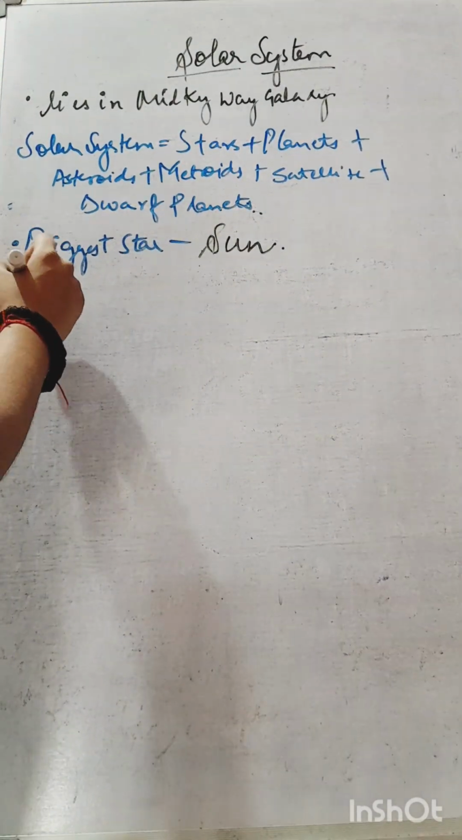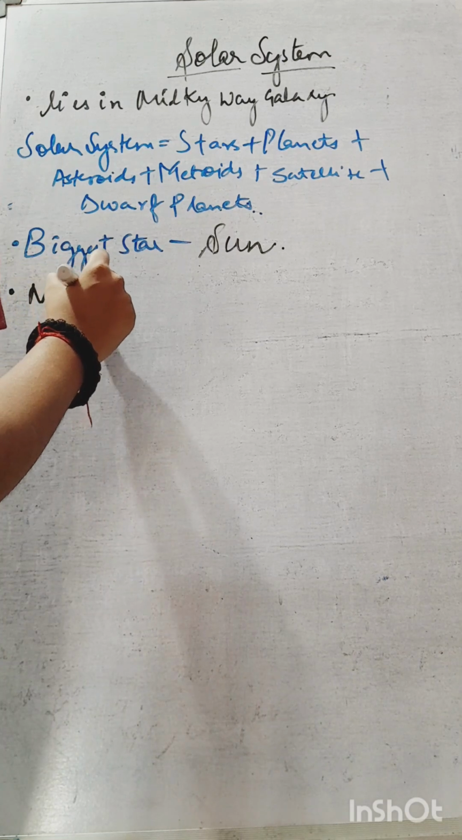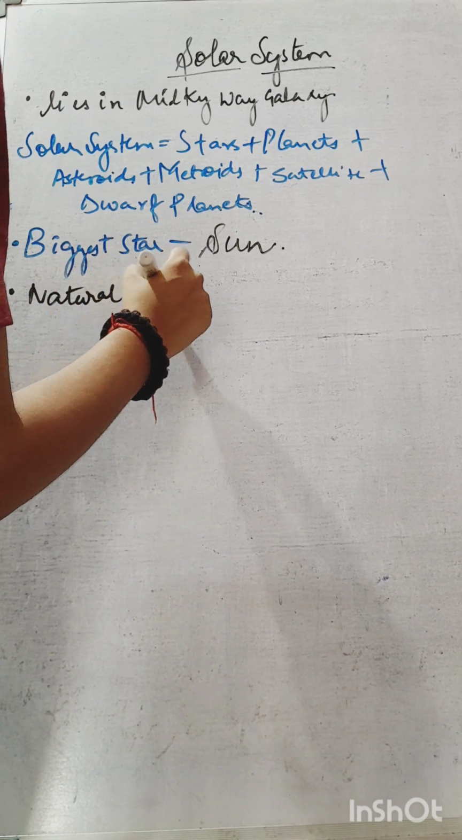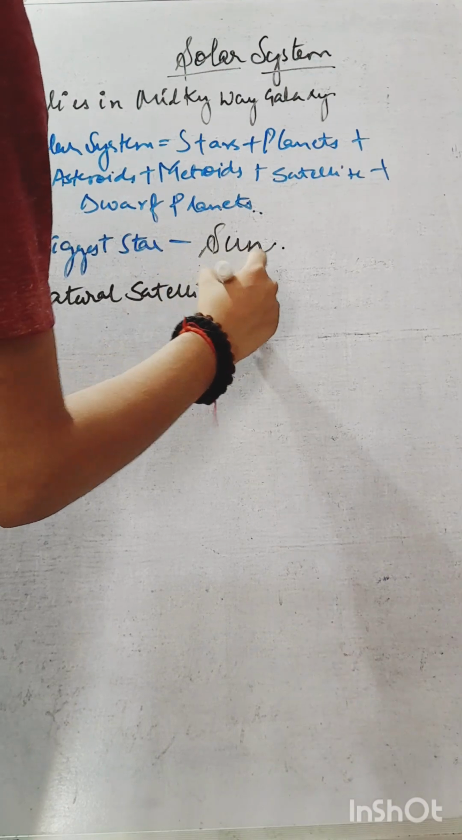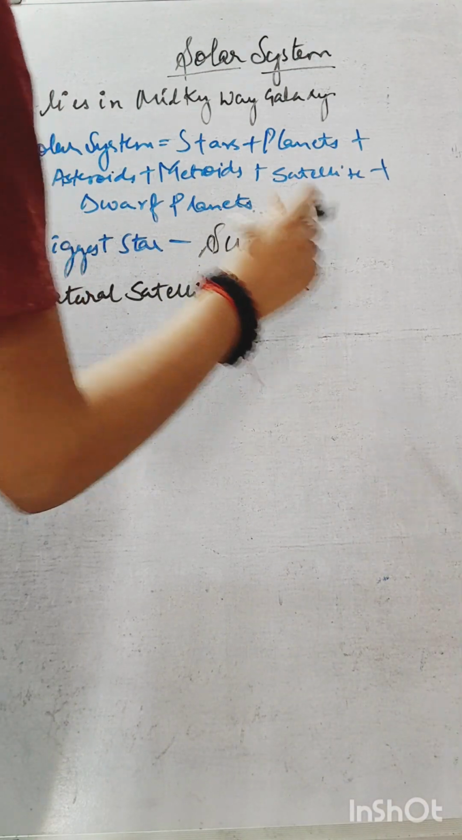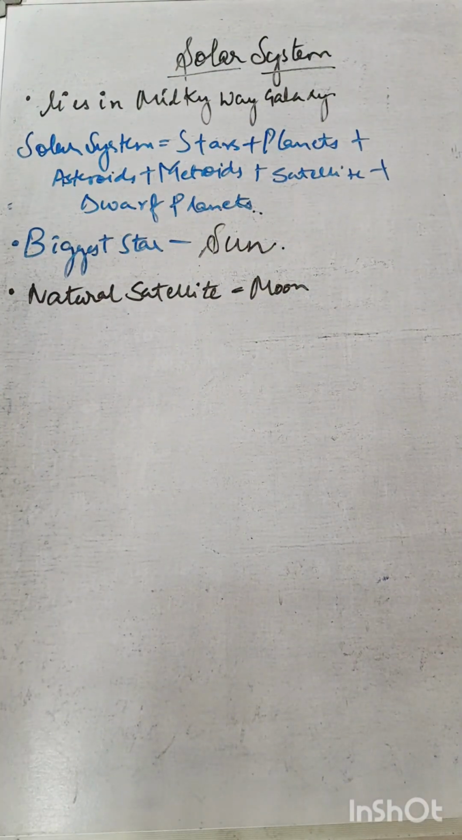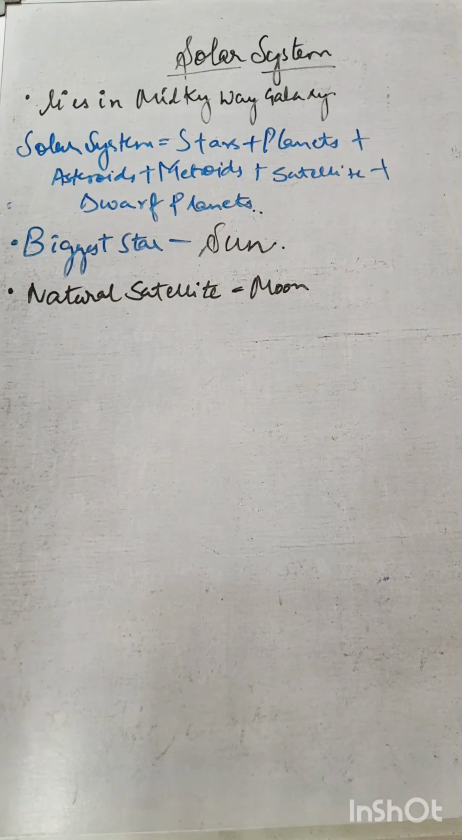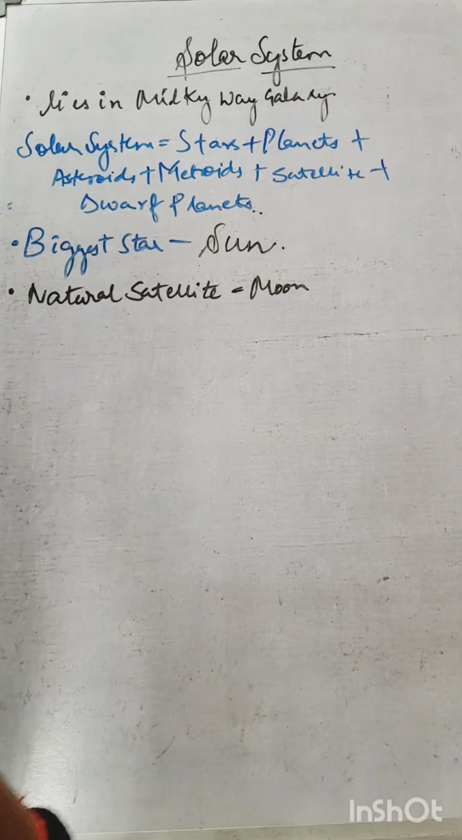And also the natural satellite. We know there are some natural satellites. Natural satellites are basically known as moons. Some satellites we basically send, and some satellites are the natural satellites that are known as moons. Okay.